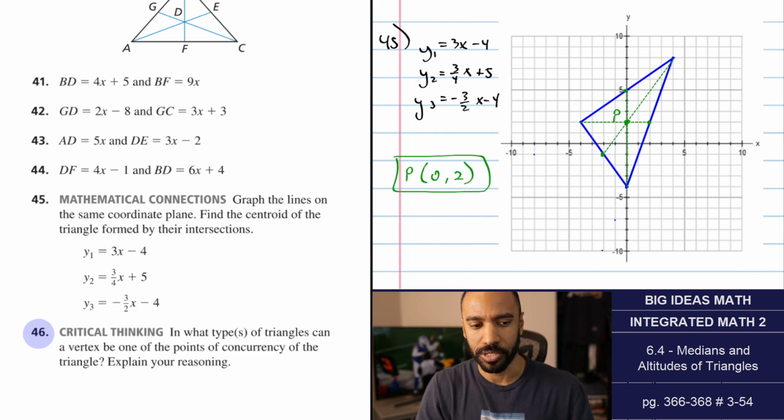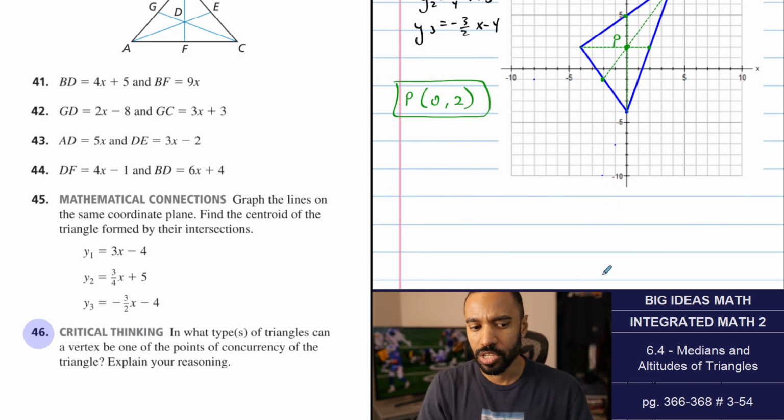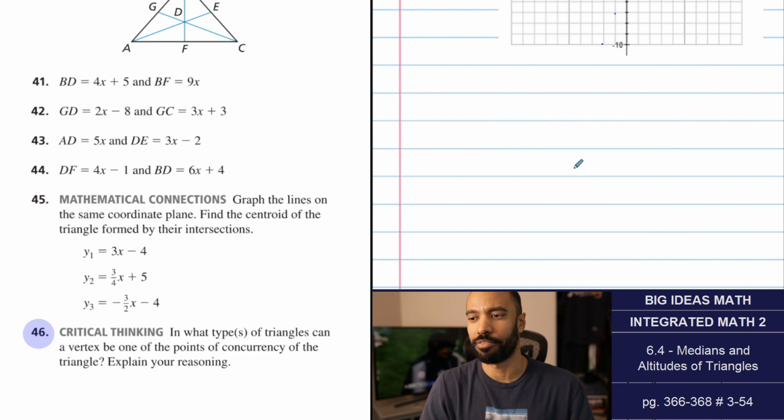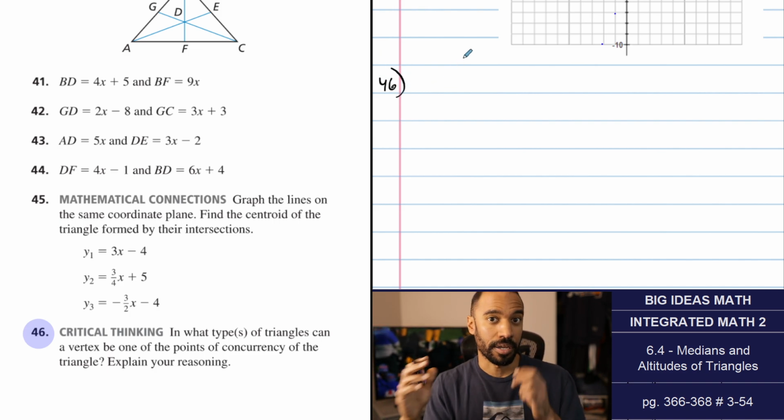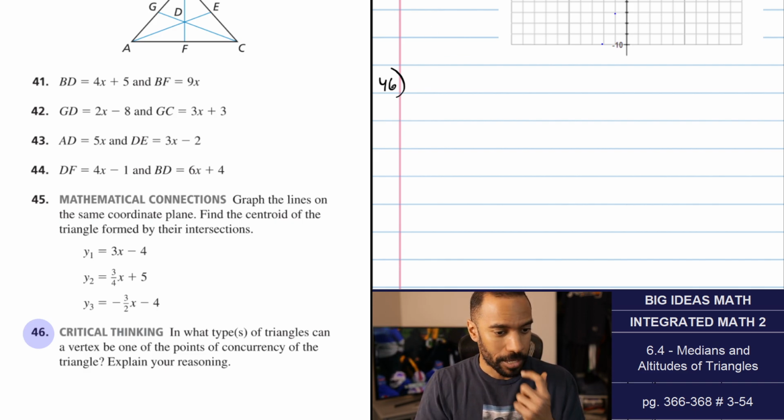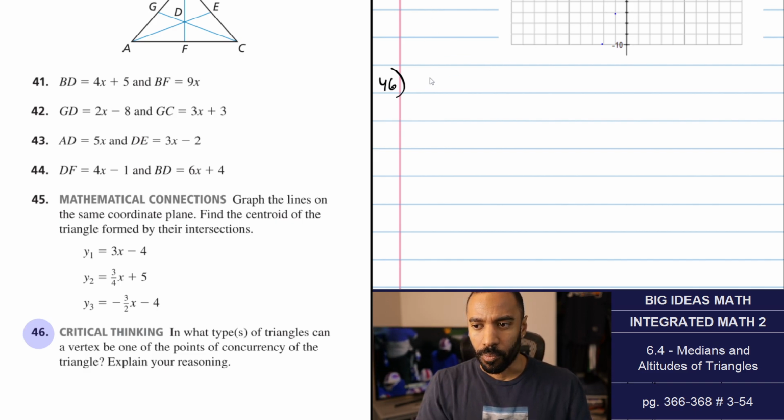Number 46. In what types of triangles can a vertex be one of the points of concurrency of the triangle? Explain your reasoning. We've seen them in right triangles. Now, it says one of the points of concurrency. I believe they're referring to circumcenter, incenter, things like that. So we're talking about right triangles.